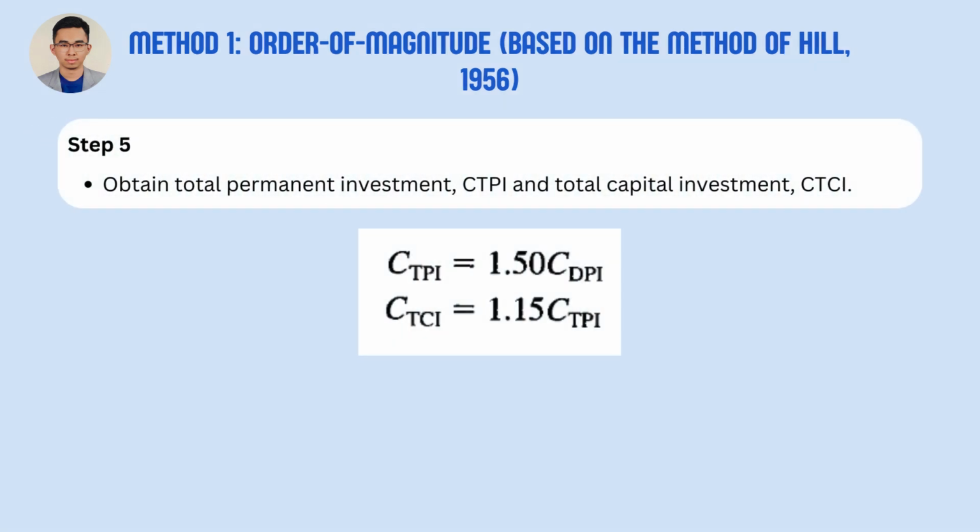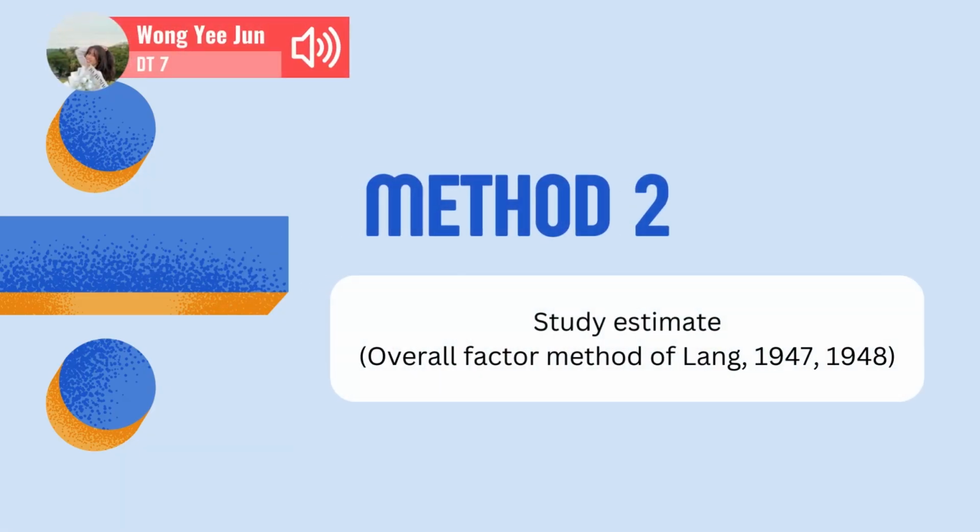The final step is to obtain the total permanent investment CTPI using the previous value from step 4, and the total capital investment CTCI.